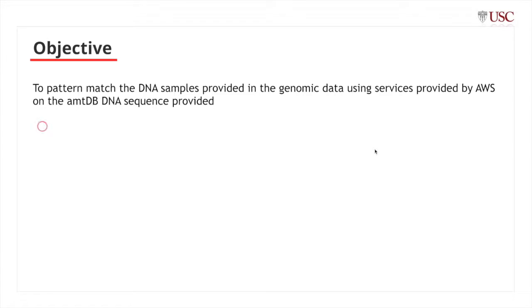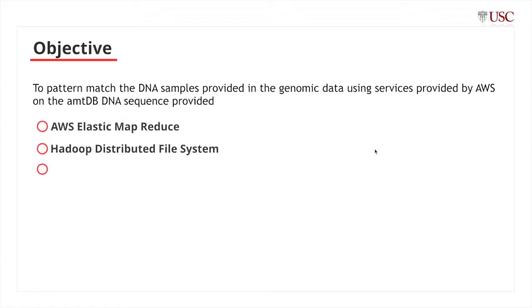The main objective is to pattern match the DNA samples provided by the genomic data that we download from AMTDB, and we are using specific services by AWS, one of which is EMR, Elastic MapReduce, which is used as a dimension reduction platform. It also uses the Hadoop distributed file system to have multiple nodes performing processing on the sample, and Apache Spark, which is the framework from the Apache Open Source Foundation. And we will be using an AWS bucket for our program data, so that our EMR clusters can access it.